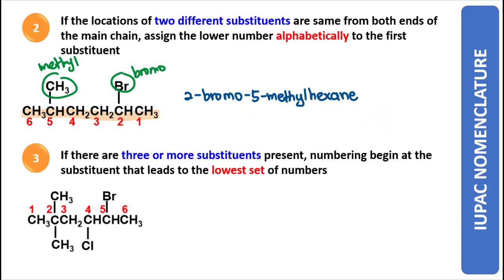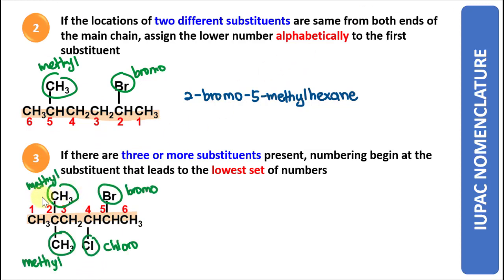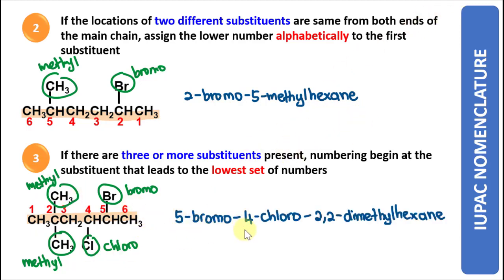If there are 3 or more substituents present, the numbering will begin at the substituent that leads to the lowest set of numbers. For example, here we have a longest carbon chain of 6 carbons, alright, and then we have 4 substituents, which are methyl, methyl, chloro, and bromo. Alright, so from left to right, the first substituent, we have 2 methyl on the second carbon, so that's why we number it from left to right. So the IUPAC name for this compound is going to be 5-bromo-4-chloro-2,2-dimethyl-hexane.